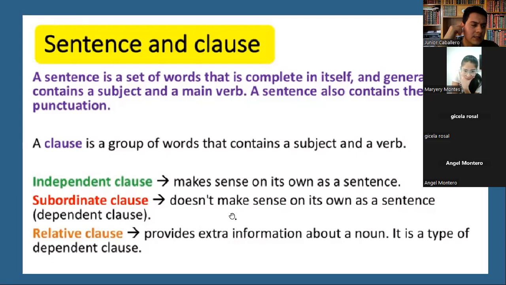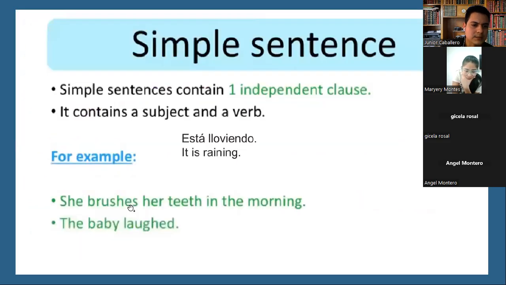Es como cuando yo les decía, el lugar al que me gusta ir, necesitamos más información, ¿cierto? El lugar al que me gusta ir, siempre está lleno de gente. Entonces ahí ya estoy dando más información. Pero si yo digo la primera oración por sí sola, no necesito más información. Porque esas serían las independent clause.